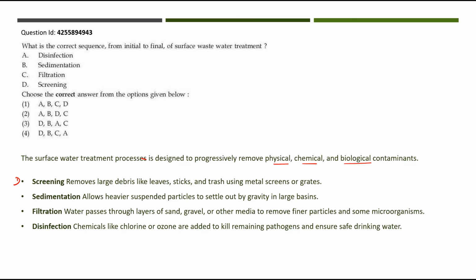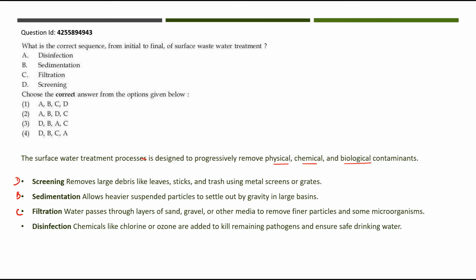After screening, we'll get into sedimentation, which is B. This allows heavier suspended particles to settle out by gravity in large basins. Then we are getting into filtration, which is C. Water passes through layers of sand, gravel or other media to remove finer particles and some microorganisms.